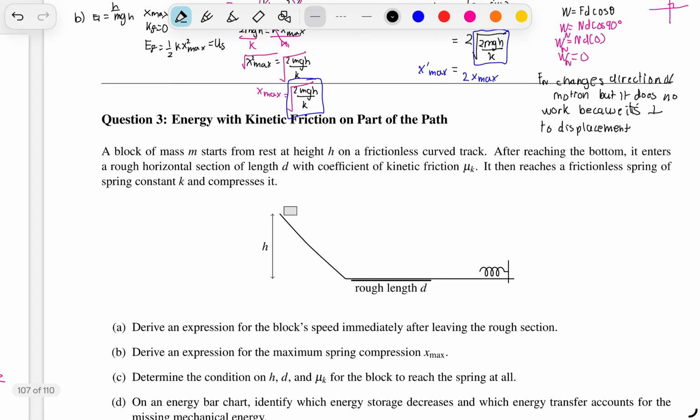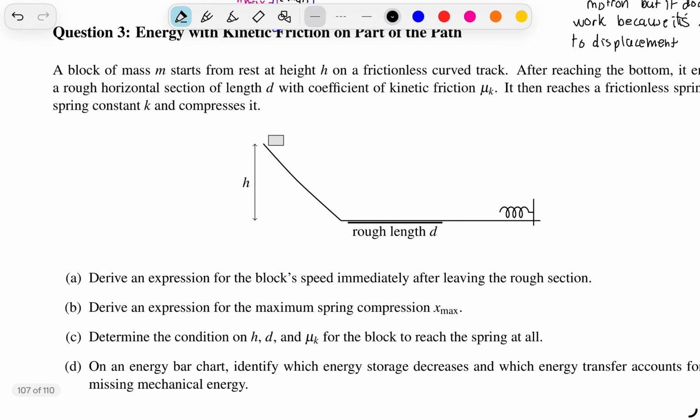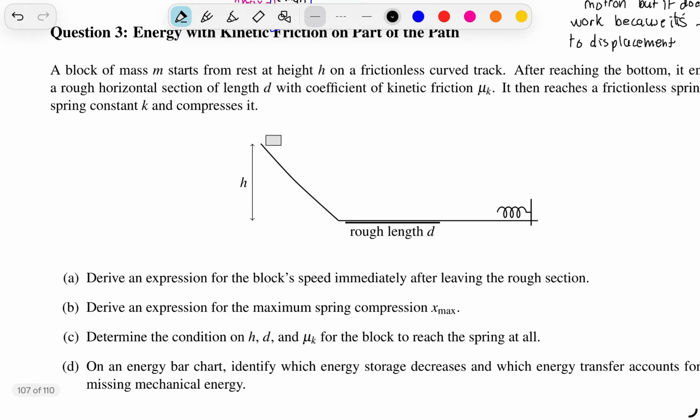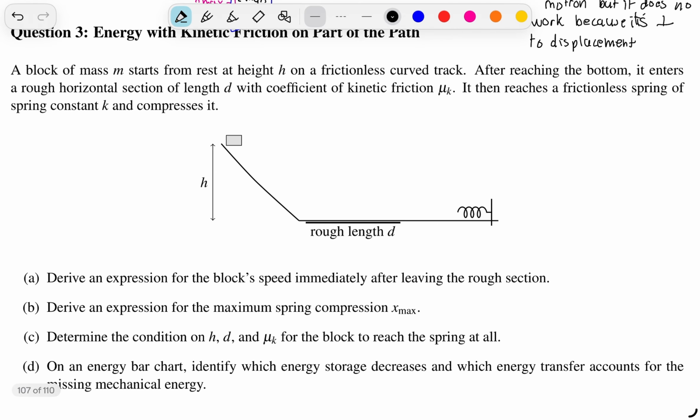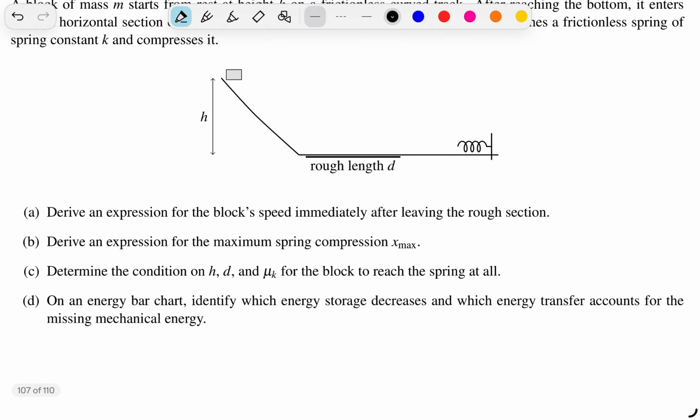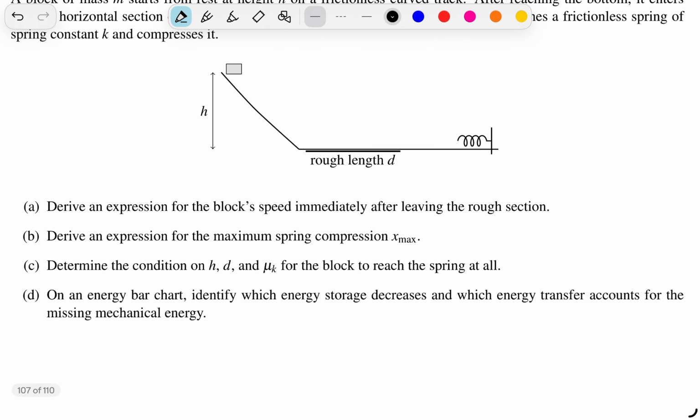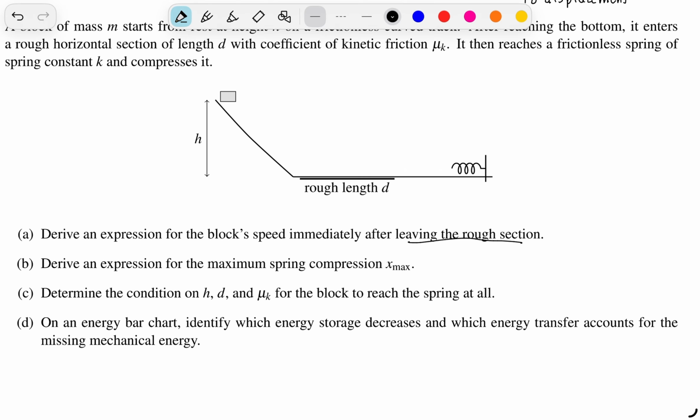So now we have for question 3, a block of mass m starts at rest at a height h on a frictionless curved track, and then after it reaches the bottom, it enters a rough horizontal section with a length d with the coefficient of friction mu k. It then reaches a frictionless spring with spring constant k, and then it compresses it. We want to derive an expression for the block speed immediately after leaving the rough surface. So we actually have the presence of mu here.